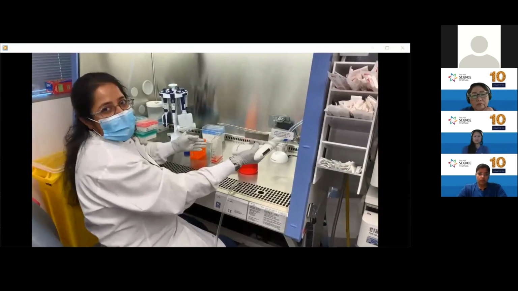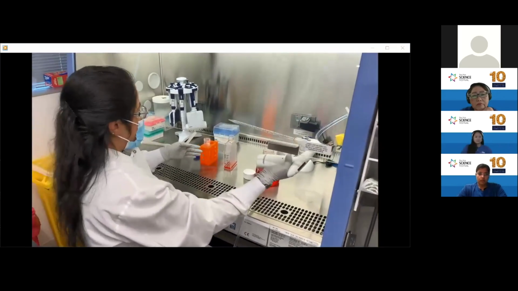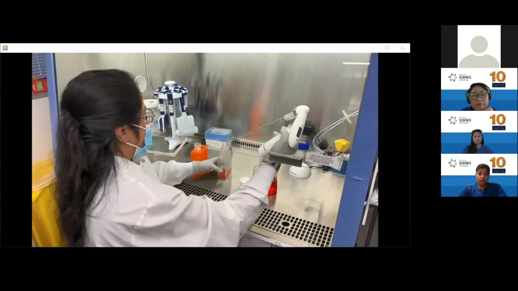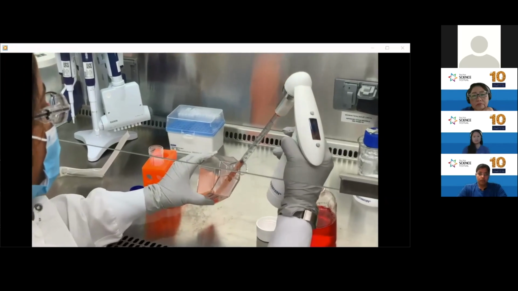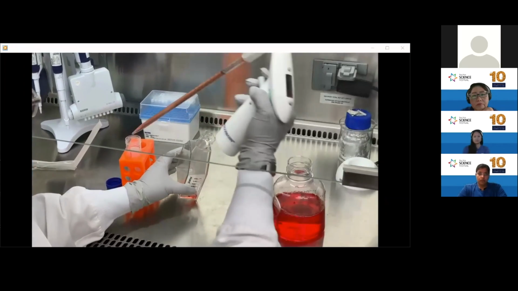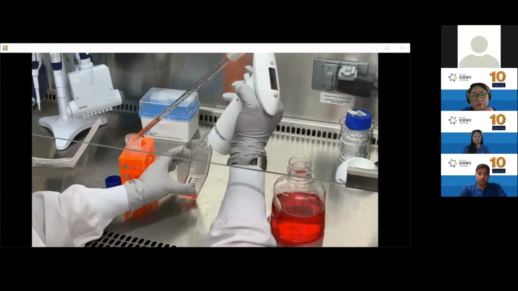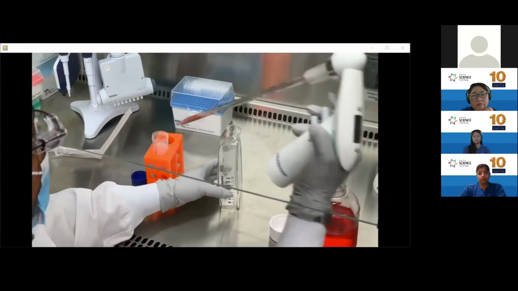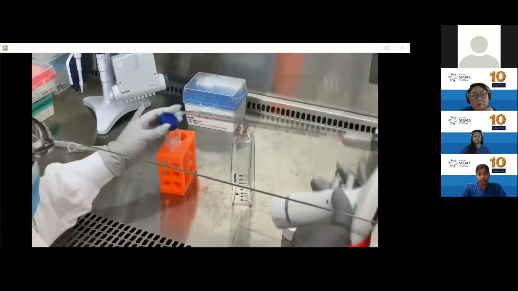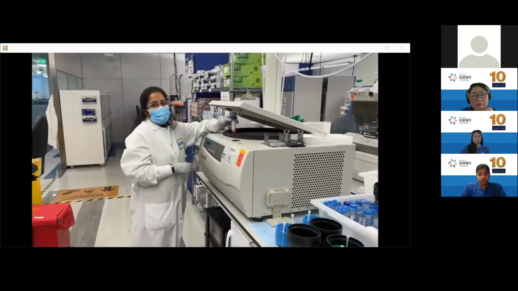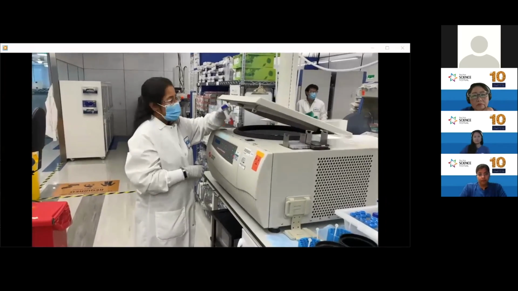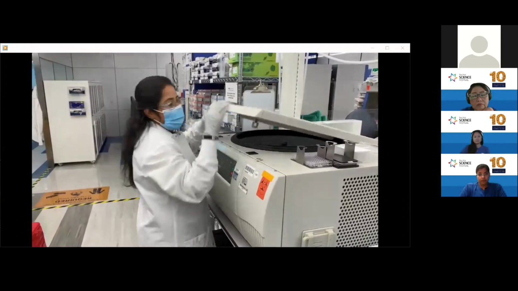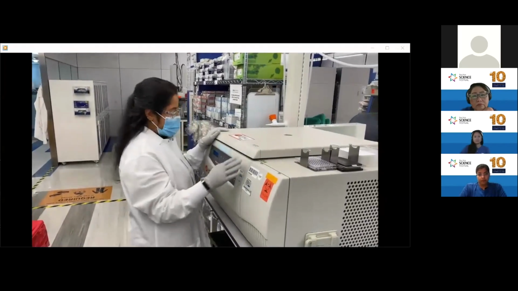So now we'll transfer all of the cells with the media into this 15-mL conical so that we can spin it down. So now we'll centrifuge the cells, and I'm balancing the centrifuge with an equal volume, and we'll spin them down for 5 minutes.